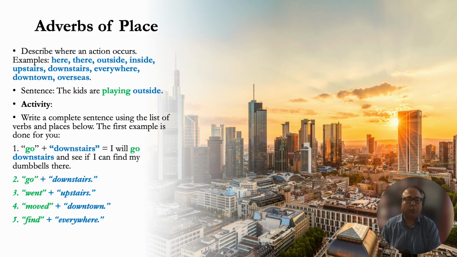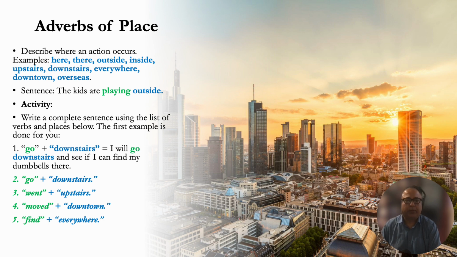I have given you one example for your reference and practice. Go is a verb. Downstairs is an adverb. I'll go downstairs and see if I can find my dumbbells there. Okay? So 2, 3, 4, 5. I need you to complete those 4. Went, upstairs, moved, downtown, find, everywhere. Try to put together a sentence containing both the verb and the adverb.